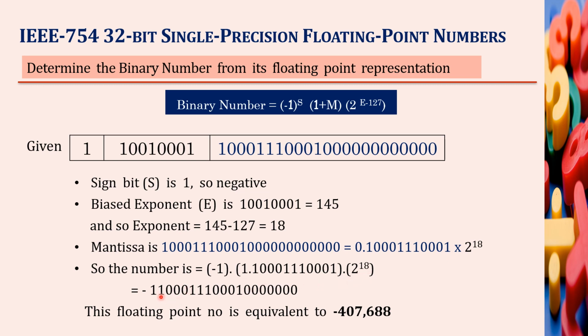So the number becomes 11000111101, and the remaining bits are filled with 0 to make it an 18-bit number. Then take its corresponding decimal equivalent. We get the corresponding decimal number as minus 4076W.